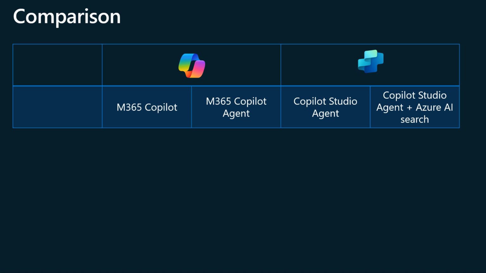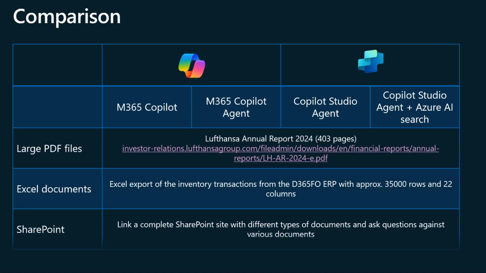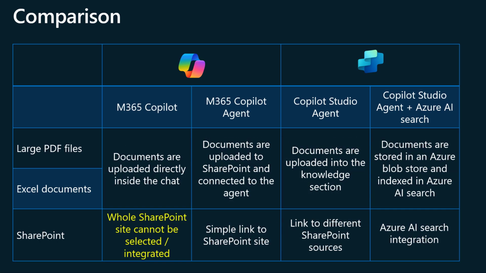AI search integration. The documents that I'm using: I use a super large PDF file. It's actually an annual report from the Lufthansa Group with 403 pages. I use an Excel document with 35,000 rows and 22 columns and ask for specific values. And then I use a messy SharePoint that has all kind of documents stored there. The way how I'm doing that is listed here.